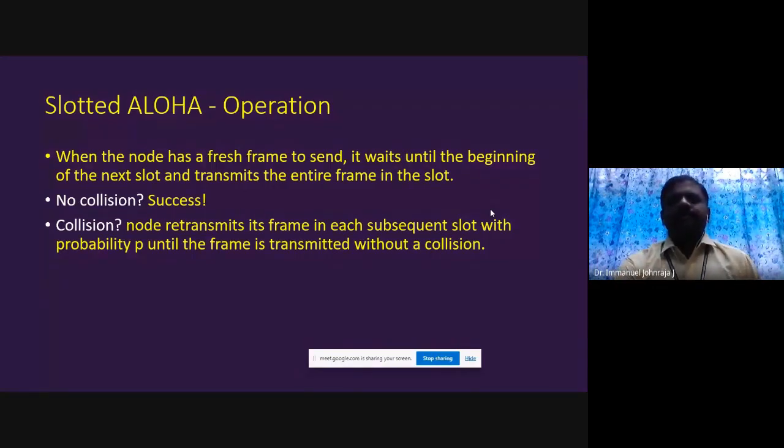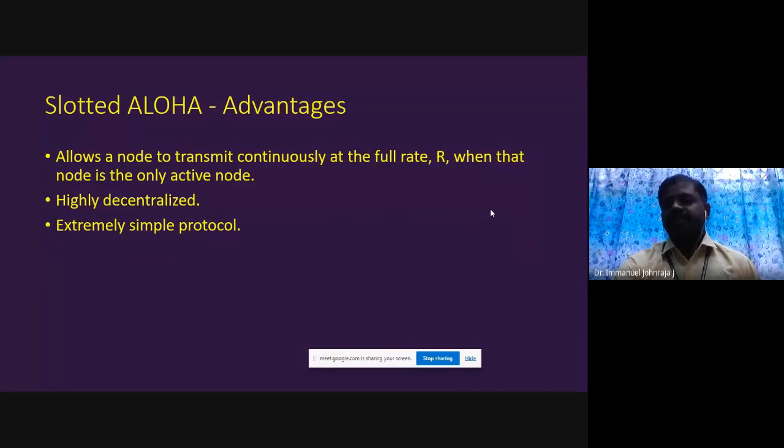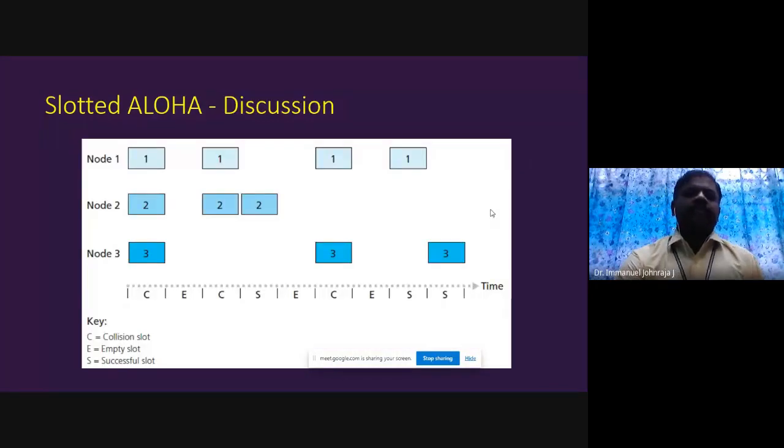The advantage here is that it is decentralized. There is no one to manage it. It is a very simple protocol: just wait for the slot to start, send it, and you can also use the full potential. This is a very optimistic view, but in practice there are a lot of troubles.